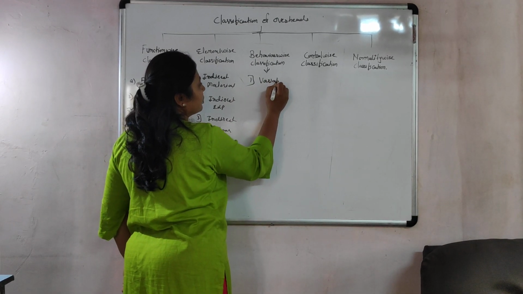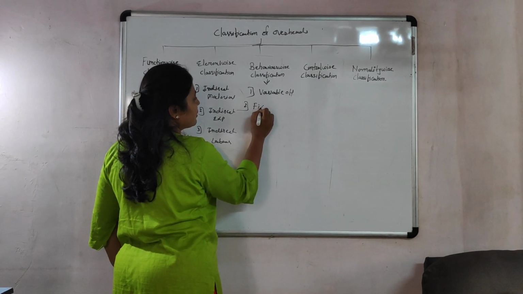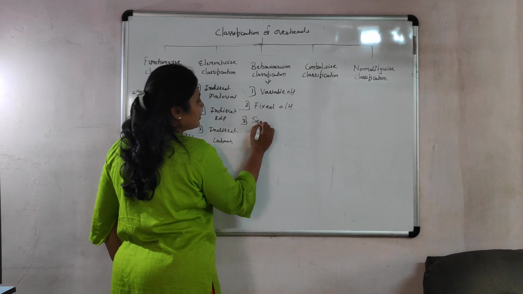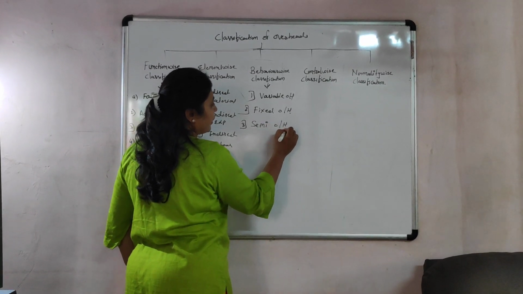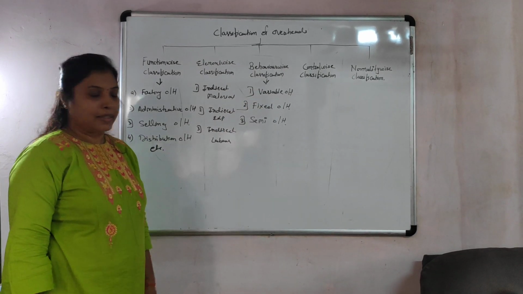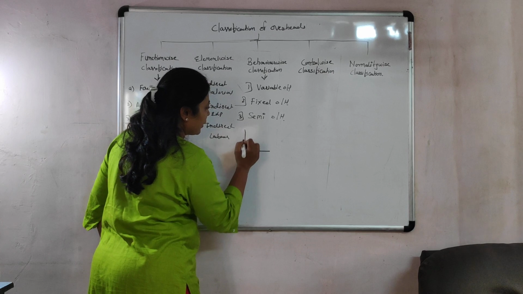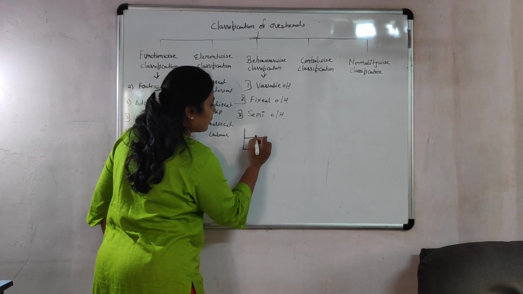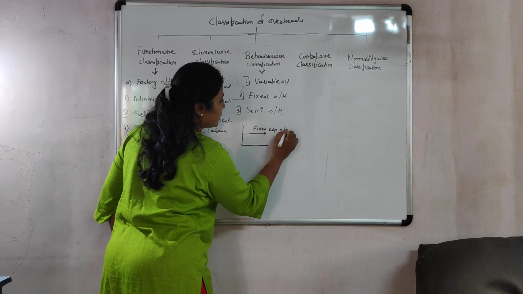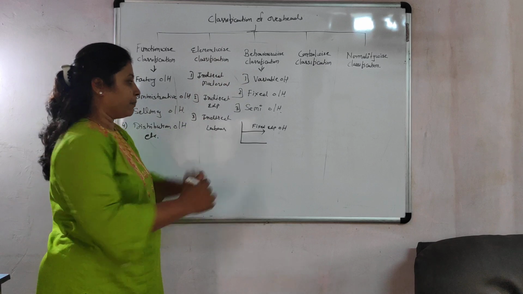Behavior-wise classification is also divided into 3 parts. Variable overheads, second one is fixed overheads, third semi-variable overheads. The graphical presentation of fixed, variable and semi-variable overheads is the chart which is shown below. This line is fixed expenses or overheads, that remain unchanged throughout.